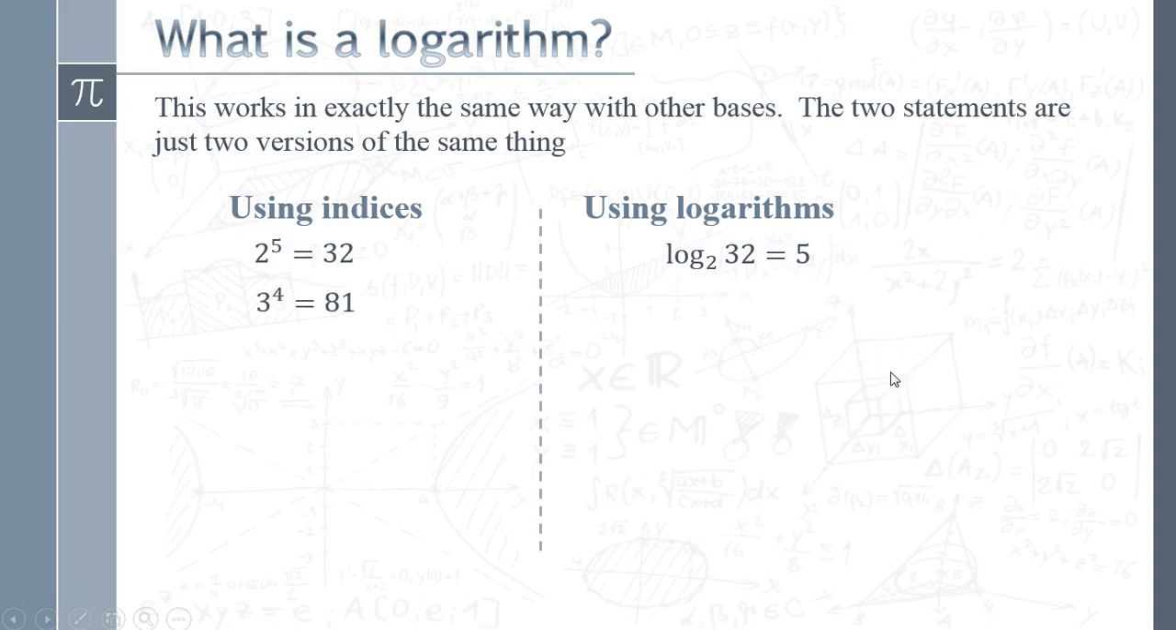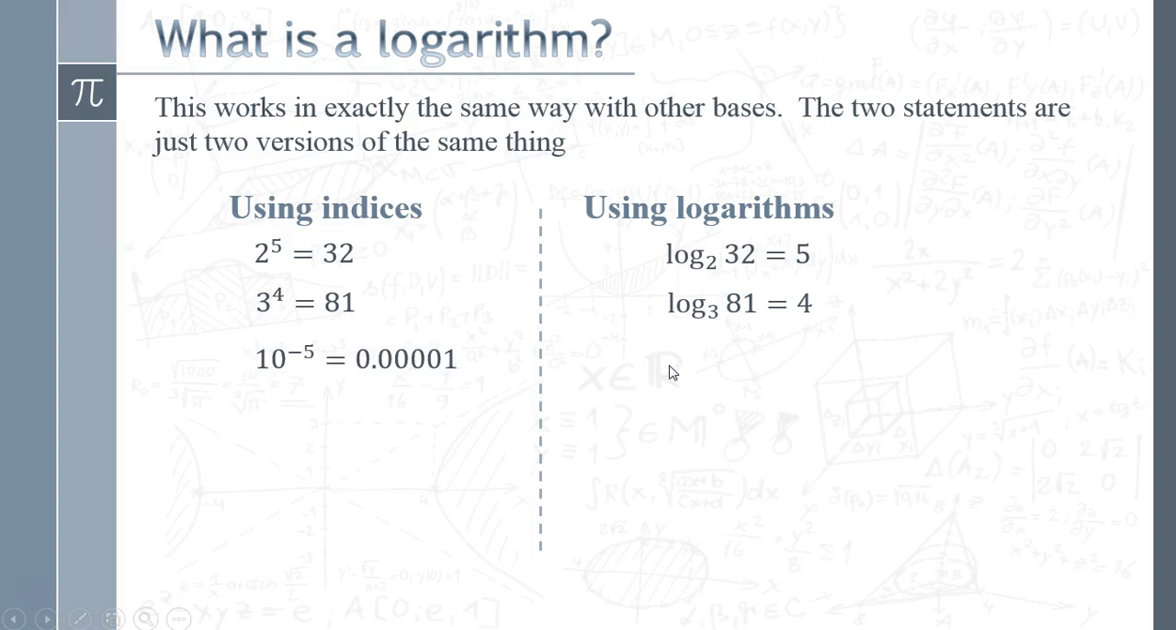Here comes another one. 3 to the power 4 is 81. So we're thinking log to what base? What's my base going to be? Well, the base is going to be 3. So it's log to the base 3 of 81 is 4. So we get the statement there.